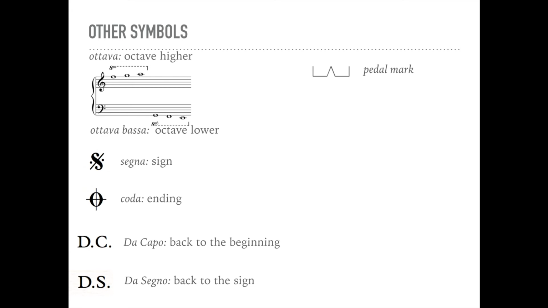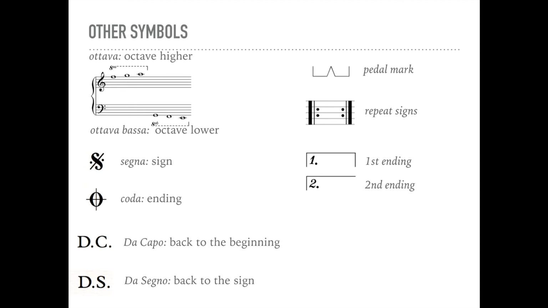Pedal marks show where to depress the damper pedal, which is the right pedal, when to lift for a moment, and when to take the foot off. Repeat signs show where to repeat a section. First and second endings appear at the end of the repeated section. An arpeggiated chord is rolled instead of being played all at the same time.